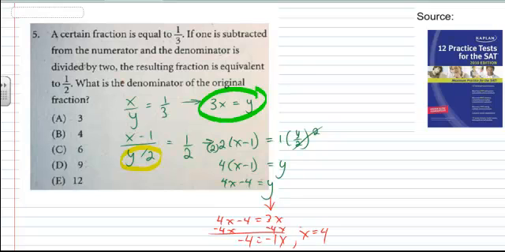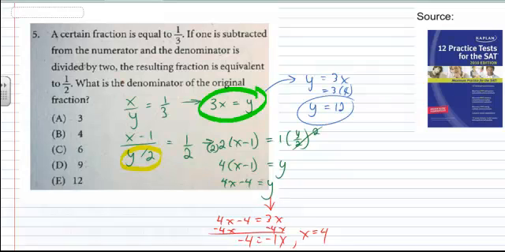Once again, be careful, because 4 could likely be listed as one of the answers, and that's not what we're looking for. We're looking for the denominator, which is y. So we can plug in to y equals 3x, plug in the fact that x is 4, and y equals 12.